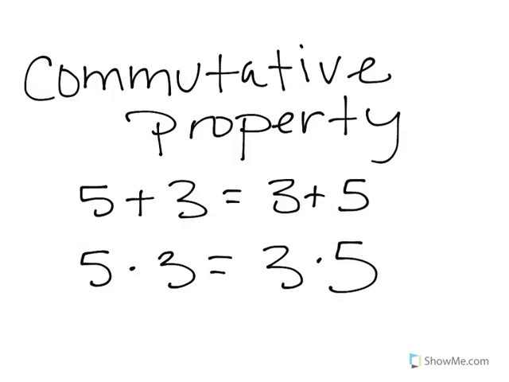The next property is called the commutative property. This property just means that we're flip-flopping the numbers. So 5 plus 3 equals 3 plus 5. Well, 5 plus 3 is 8. 3 plus 5 is 8. Okay, that makes sense. 8 equals 8. Same thing with multiplication. 5 times 3 equals 3 times 5. Well, 15 equals 15, so that works. So commutative property, just flip-flopping the numbers.